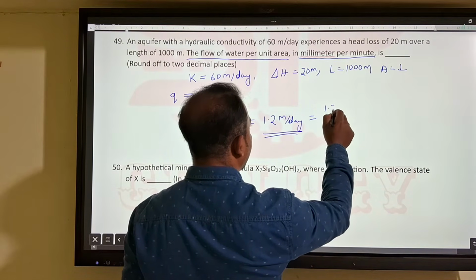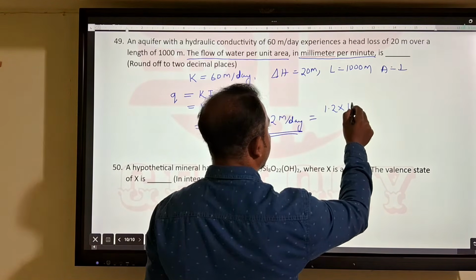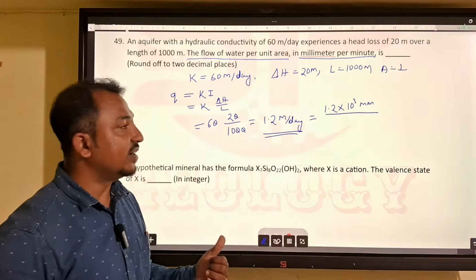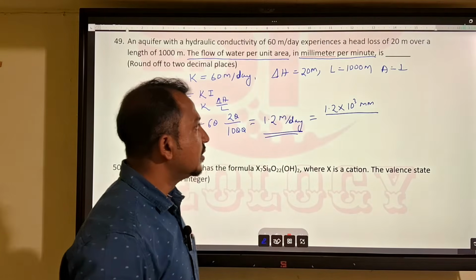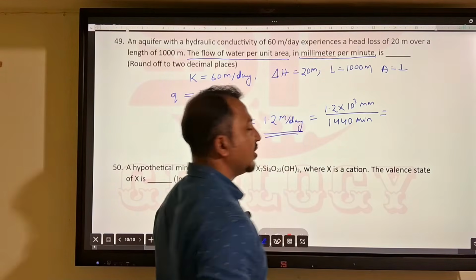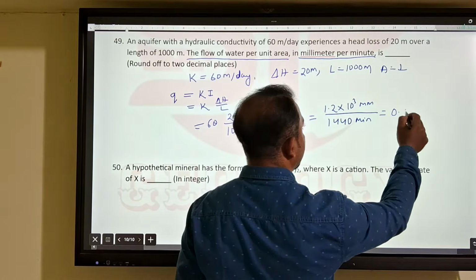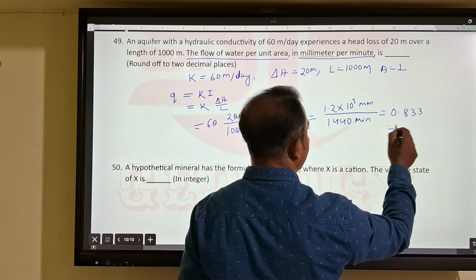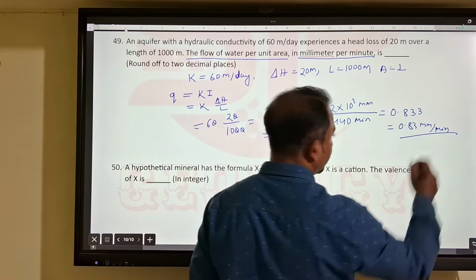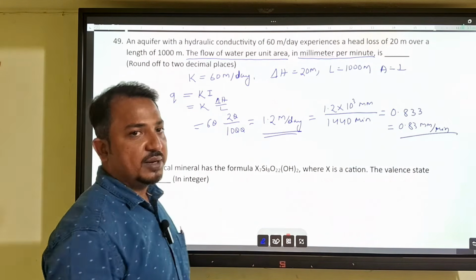So it will be 1.2 into, if you convert meter to millimeter, it will be 10 to the power 3 millimeter divided by, so if you convert day into minute, so it will be 1440 minute. So if you calculate this, it will be 0.833. If you round up it to 2 decimal, it will be 0.83 millimeter per minute. So answer will be 0.83 millimeter per minute.